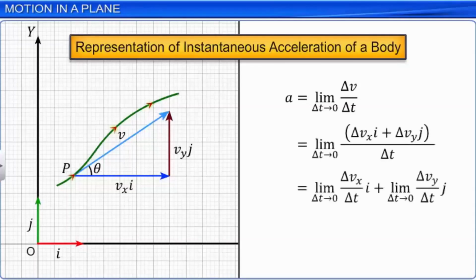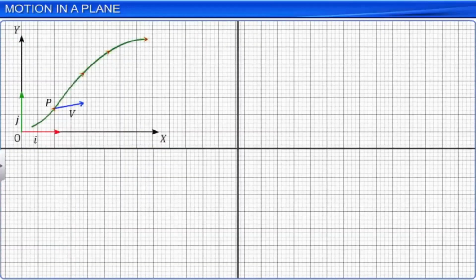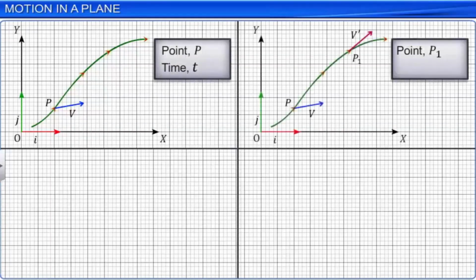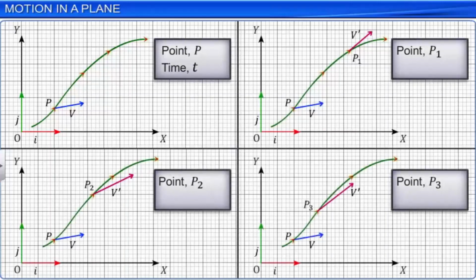Consider the body is located at point P at time t. P1, P2 and P3 are its positions after time delta T1, delta T2 and delta T3 respectively. The velocity vectors at points P, P1, P2 and P3 are drawn. For clarity, we have drawn 4 separate graphs. The direction of average acceleration, a bar, is the same as that of delta v for all the positions of the point P. In all the graphs, we have used the triangle law of vector addition.